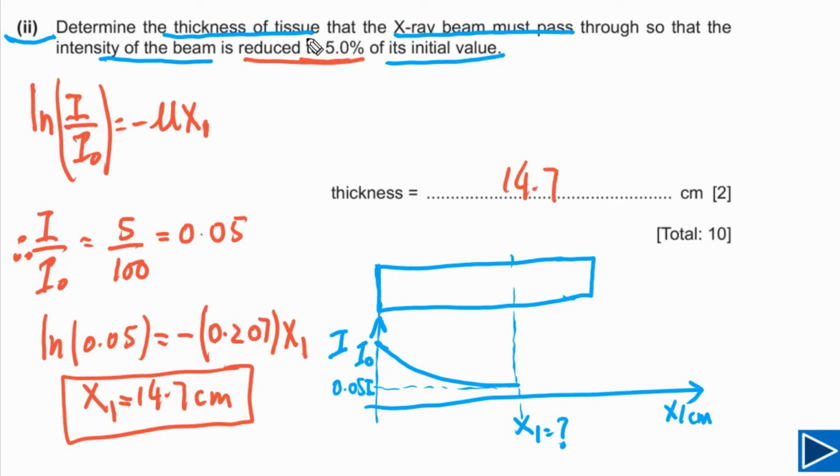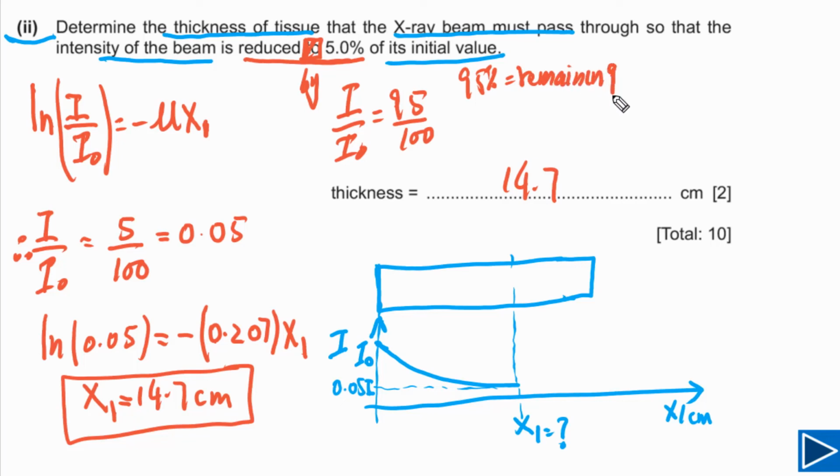Now let me highlight one point. Here we have reduced to 5%. If it was reduced by 5%, then I over I naught has to be equal to 95 over 100. Reduced by 5% means 95% is remaining. So you need to understand in the question whether it is reduced to or reduced by. You need to be clear about this. That's all you need to understand about this question.